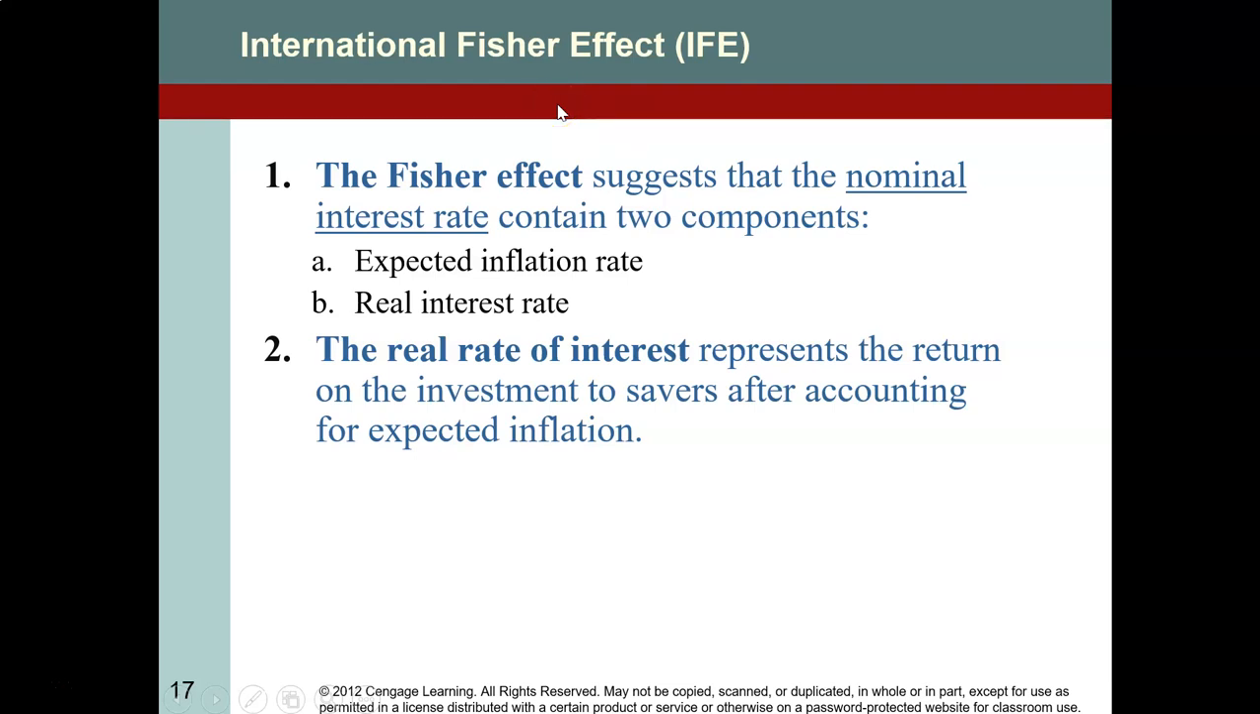Now we have the second theory, called the international Fisher effect. We've already talked about the Fisher effect before. The Fisher effect suggests that the nominal interest rate contains two components. Nominal interest rate equals the real interest rate plus the expected inflation rate. Okay, we've learned this in our Principles of Finance 305 class, right? R nominal equals R star, the real interest rate, plus IP, the inflation premium. So the nominal interest rate is the real interest rate plus the inflation rate or inflation premium.